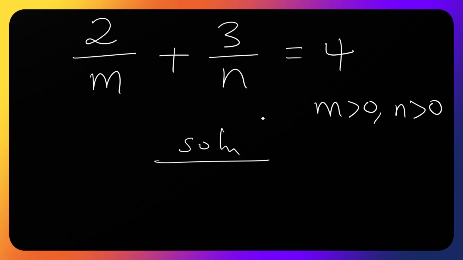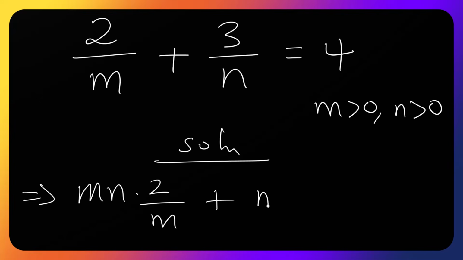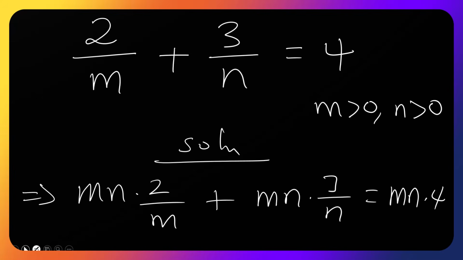Now, what is the LCM here? The LCM here is mn. Now, let's multiply 2 by the LCM. That will be mn times 2 on m plus mn times 3 on n equals mn times 4. All right. Now, from here, m will cancel m, n also cancel n.